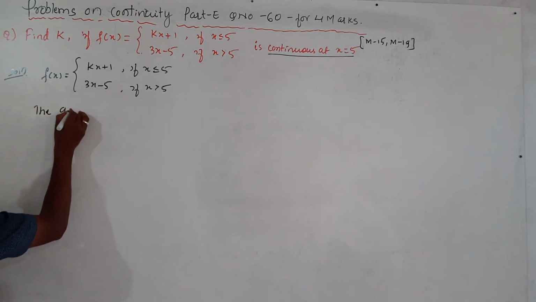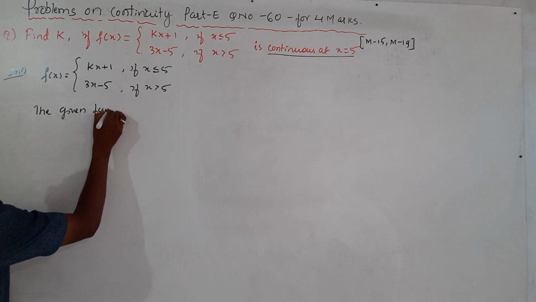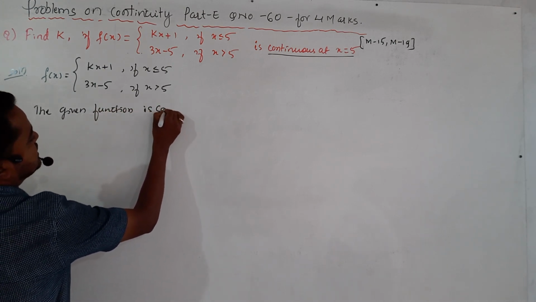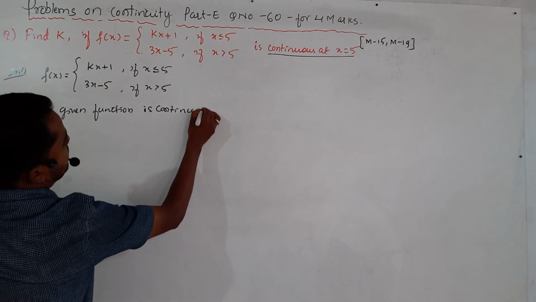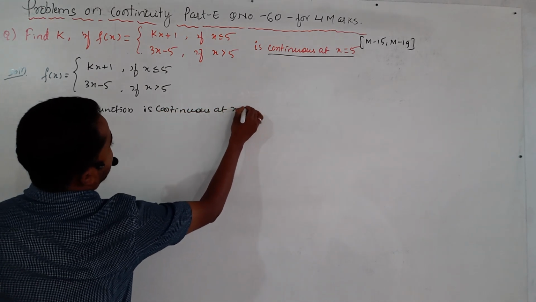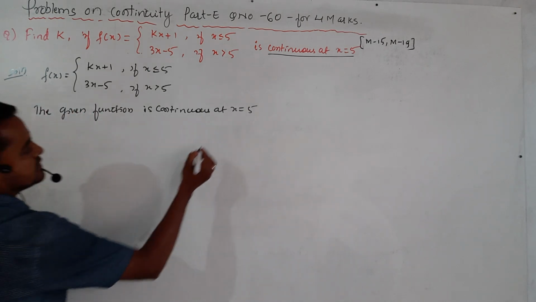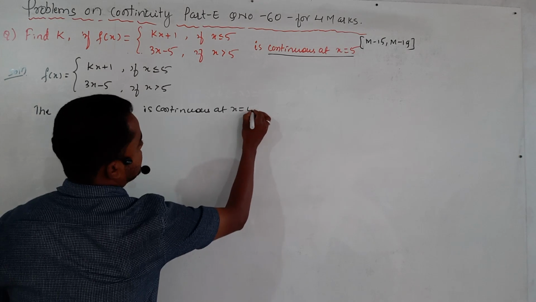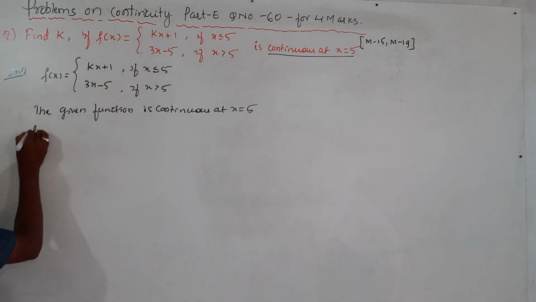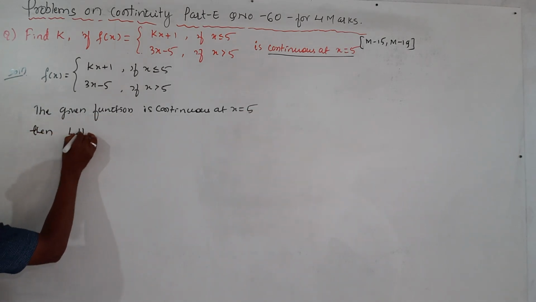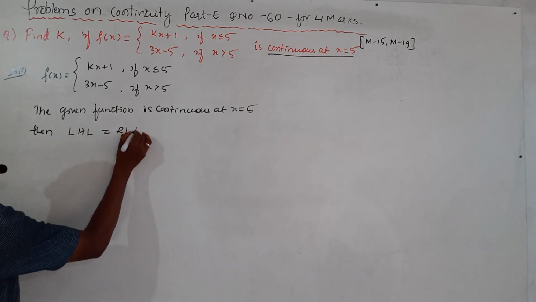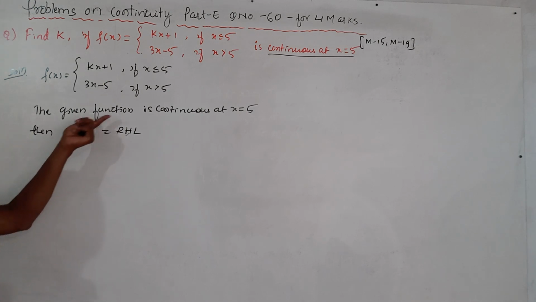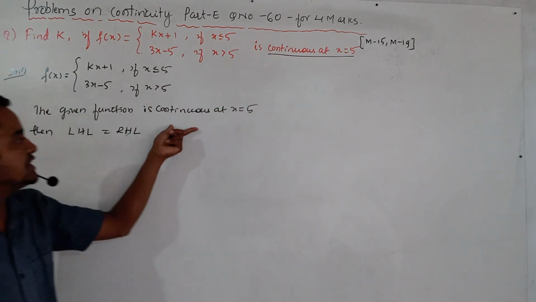The given function is continuous at x is equal to 5. Then LHL equals RHL, that is, left hand limit is equal to right hand limit. So how to write this one? The given function is continuous at x is equal to 5.